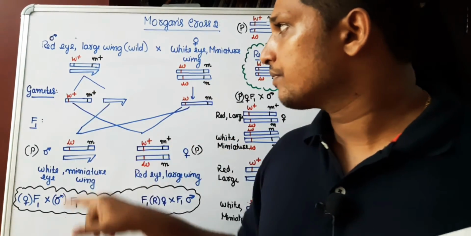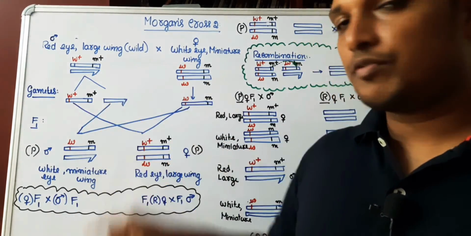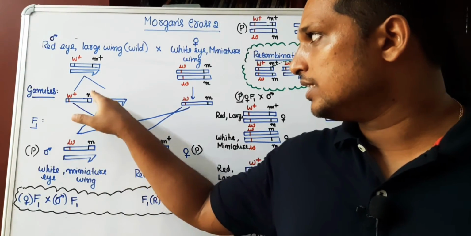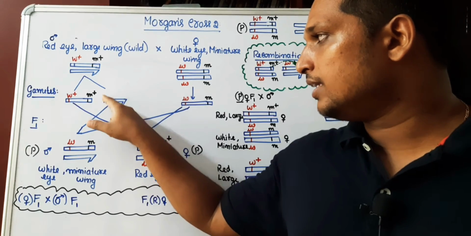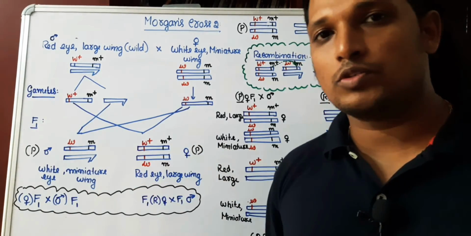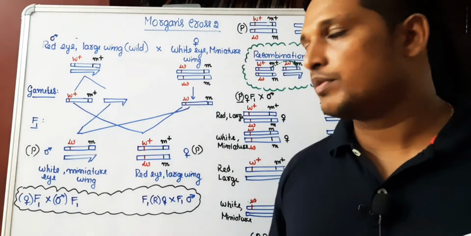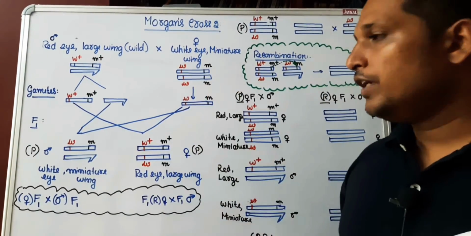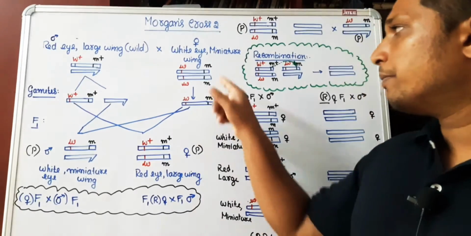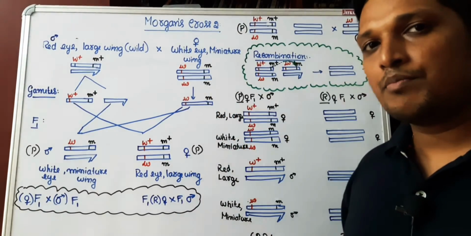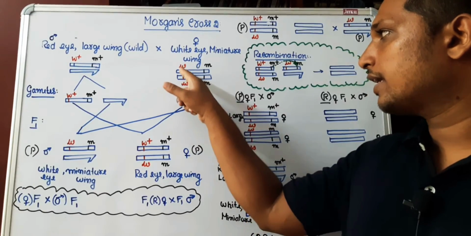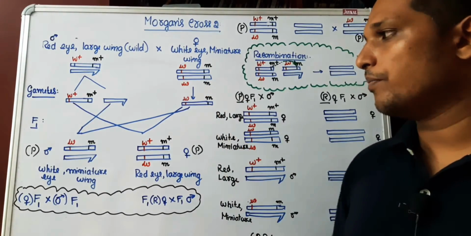Now gametes. Male will produce 2 types of gametes. One type of gamete will have the X chromosome carrying both the genes. Another gamete will have the Y chromosome. Gametes are produced by meiosis, so they will separate. Whereas females, since both X chromosomes are the same, will produce only one type of gamete, that is, carrying small w and small m.